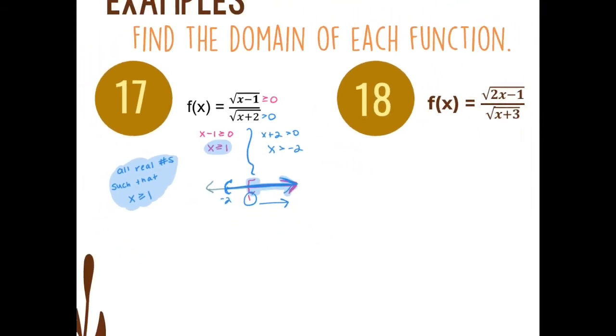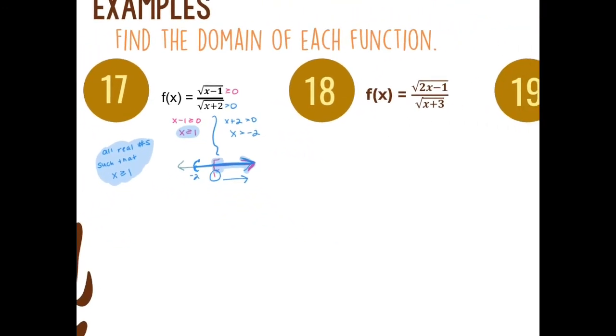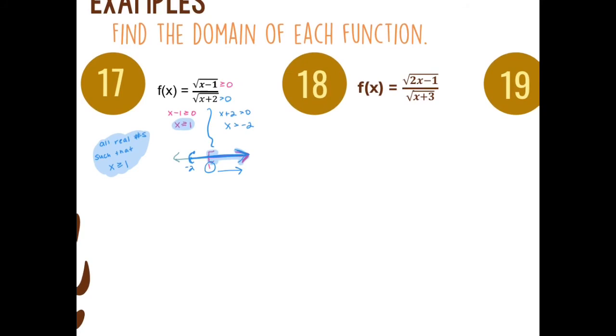Okay, let's try another one of those. So number 18, again, we have both a numerator and a denominator. The numerator gets a greater than or equal to 0. The denominator gets a greater than 0. So 2x minus 1 greater than or equal to 0. 2x greater than or equal to 1. X greater than or equal to 1/2. Denominator, x plus 3 greater than 0. X greater than negative 3.